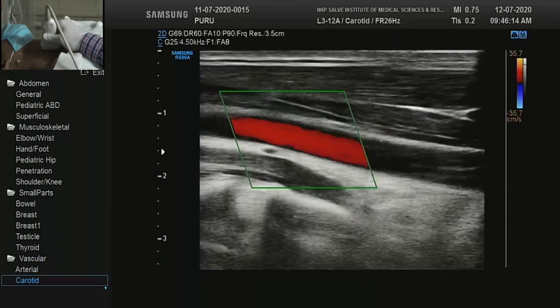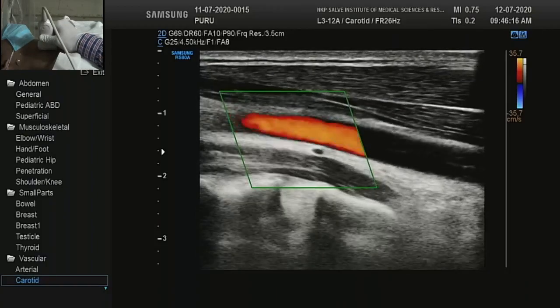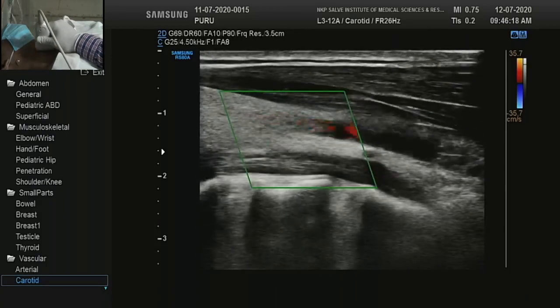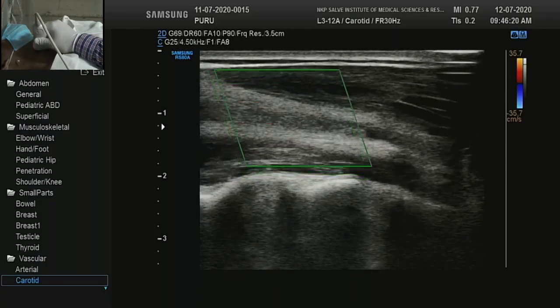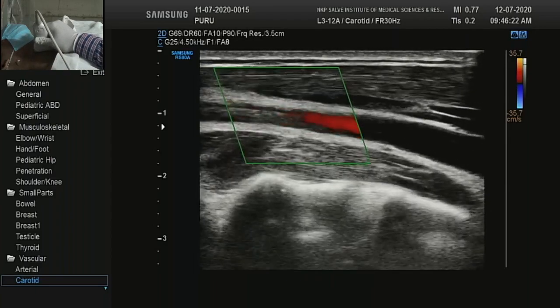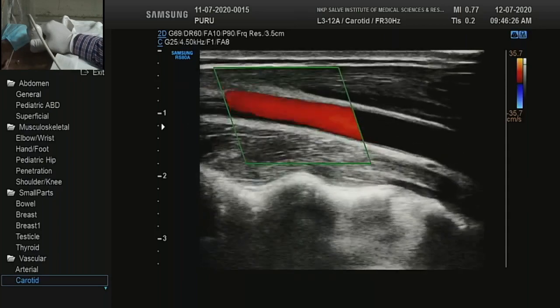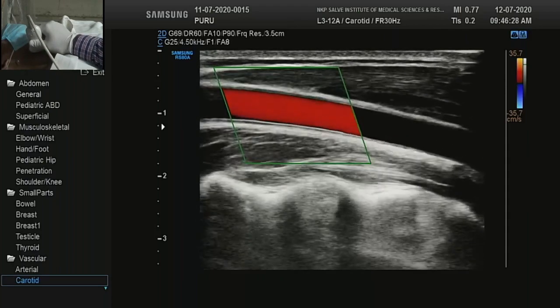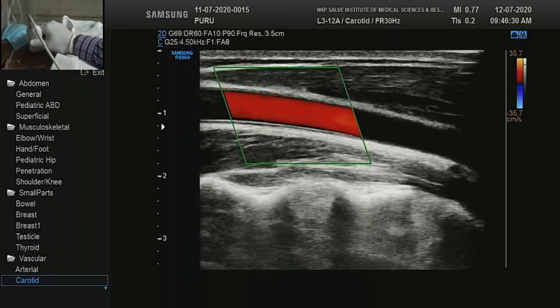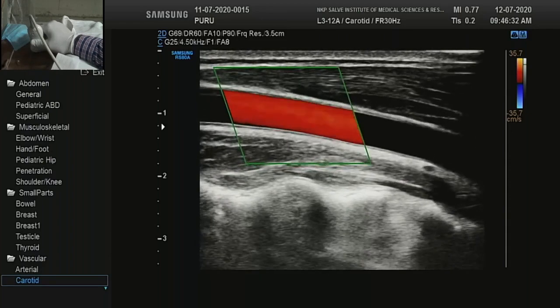Whenever you're changing your location, just make the spectral Doppler off. Unnecessarily, it will increase your screening time, and again the noise that the machine makes will be an issue. So I was telling about the gate. I'll just put a spectral again.